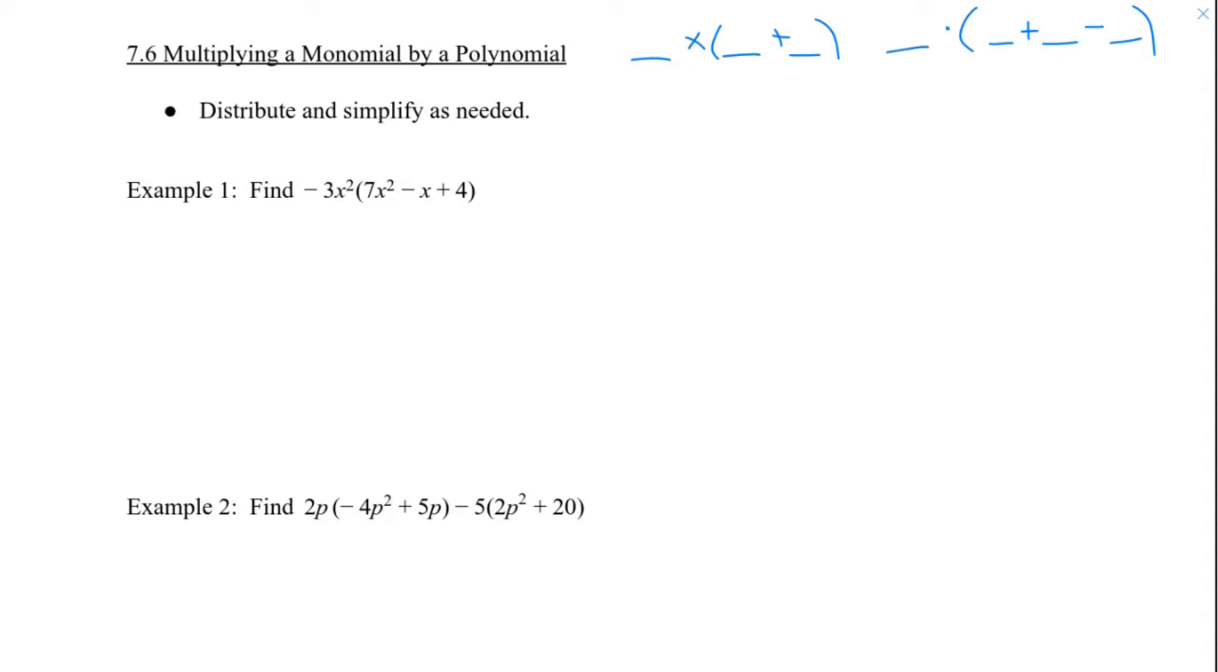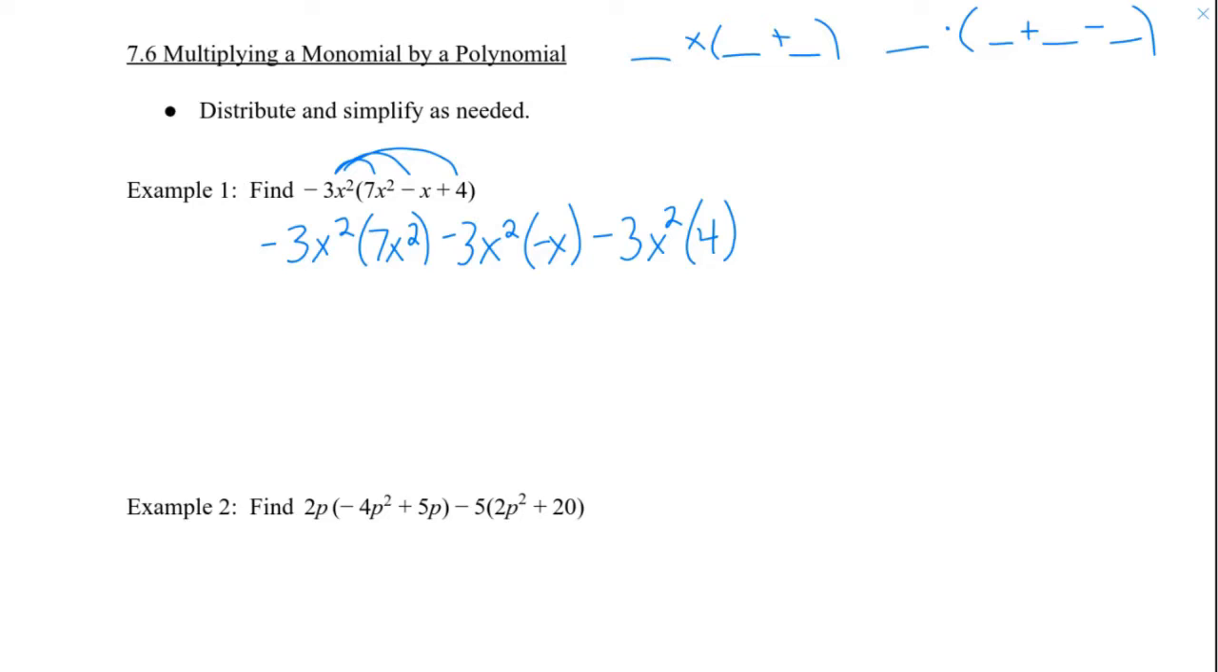So in our first example, you can see we have negative 3x squared outside of parentheses. Inside of parentheses, we have the trinomial 7x squared minus x plus 4. So we're going to go ahead and start this off by distributing that negative 3x squared through to each of those three terms in the trinomial. Very similar to what we've done, the only difference is now we're distributing a monomial instead of just a number. So when we distribute, we're going to go ahead and write this out. You're going to have negative 3x squared times 7x squared, and then negative 3x squared times negative x, and then negative 3x squared times 4.